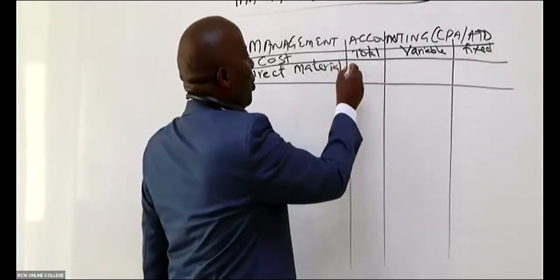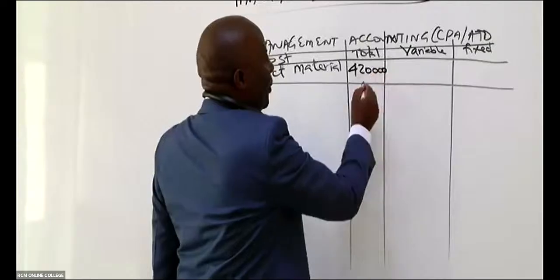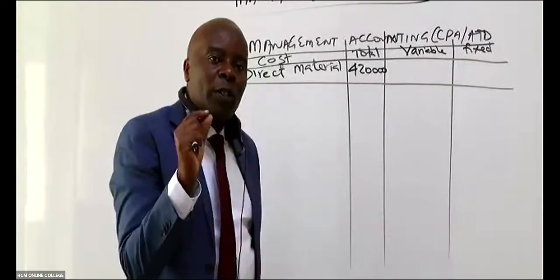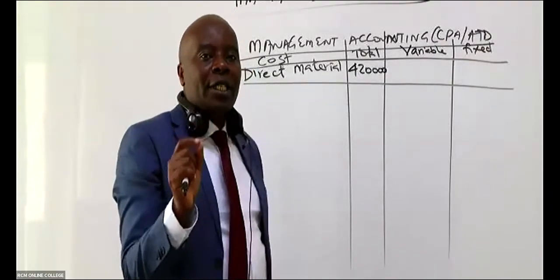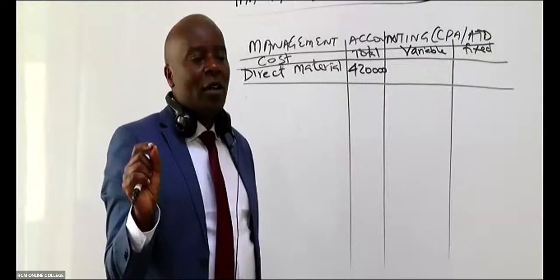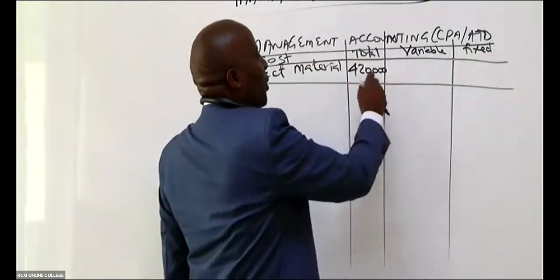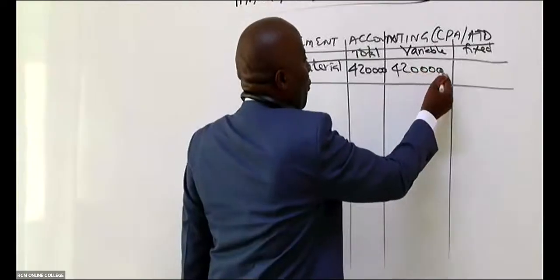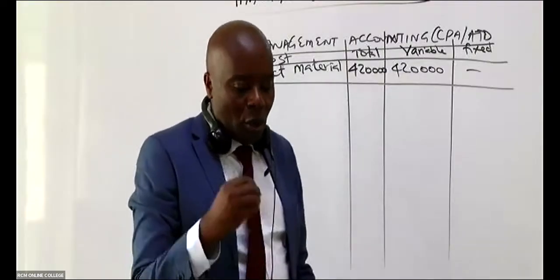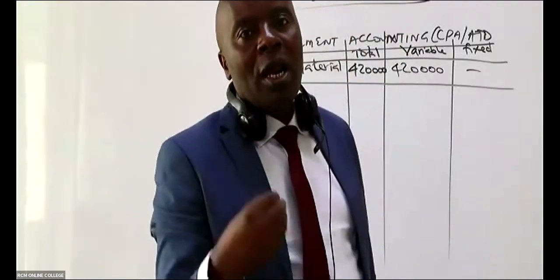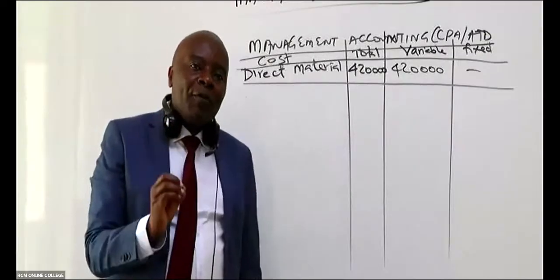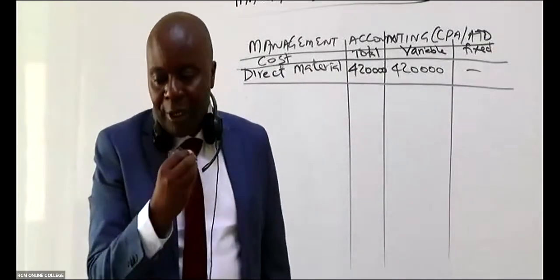Like direct material, they are telling us that it is 20,000 total. But whenever they use the word direct, remember from our cost classification, direct costs are the same as what? Variable costs. So direct costs are 100% variable. So this 20,000 we shall place under variable, and then fixed will be a dash. So what are we learning? That all direct expenses are variable expenses. There is no possibility of a direct cost having a fixed cost in it.